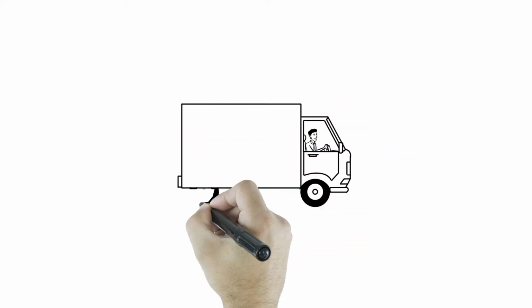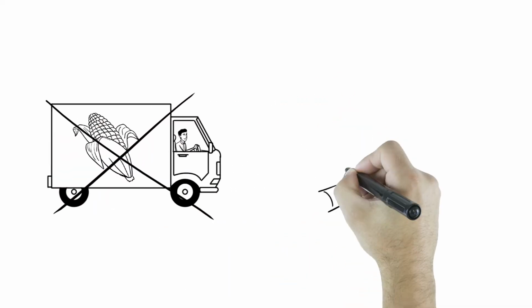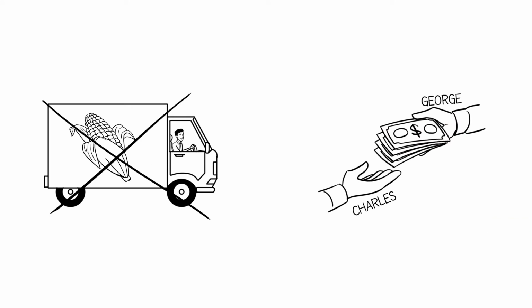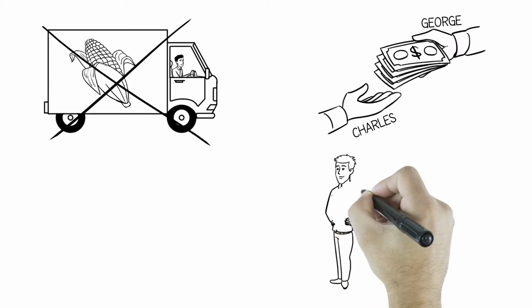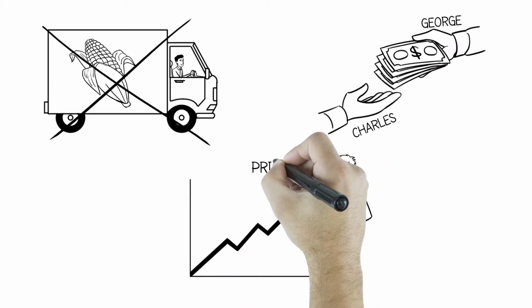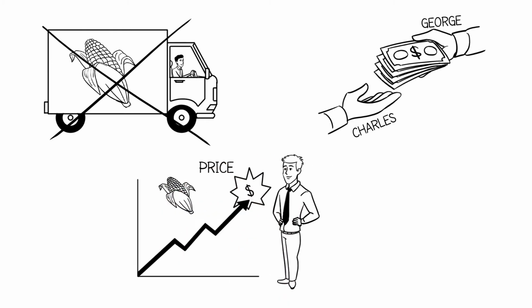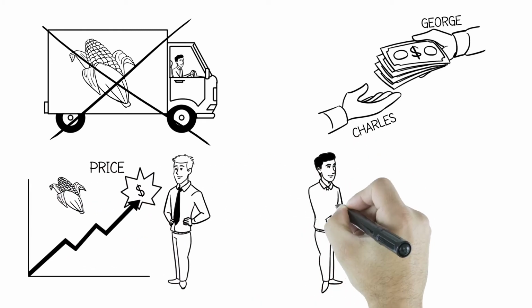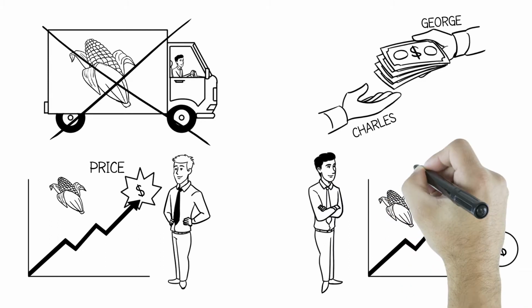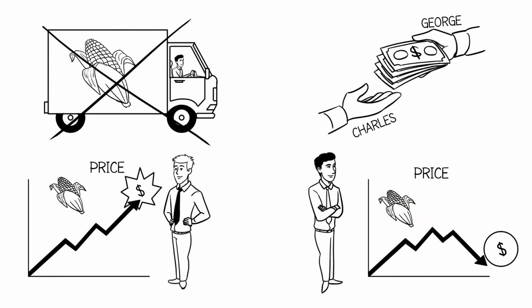Charles and George will never exchange organic corn. This is completely a financial transaction. Charles will be paying a fixed price. He is the buyer and benefits if the price of organic corn rises. George will be paying a floating price. He is the seller and will benefit if the price of organic corn falls.